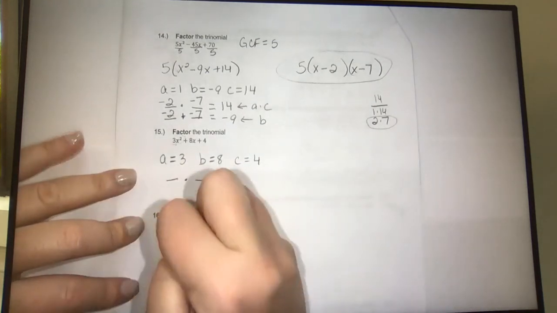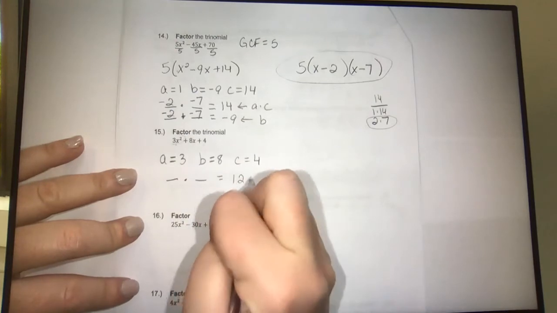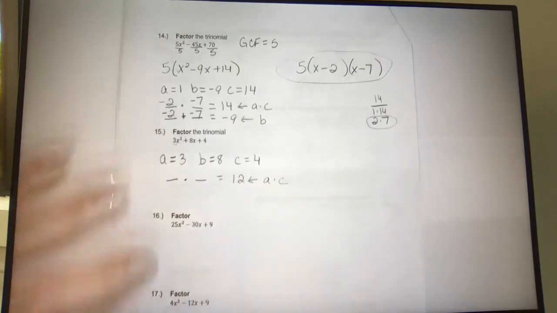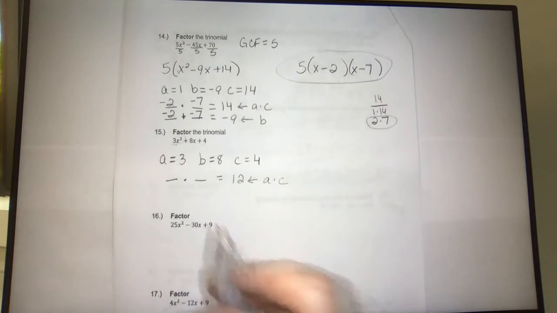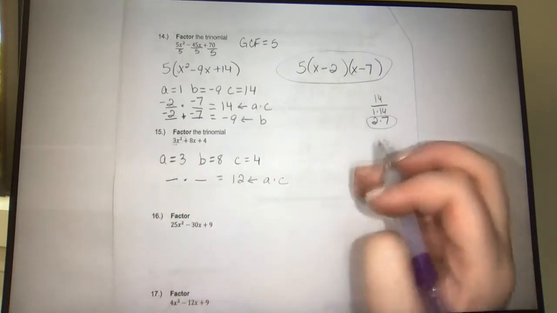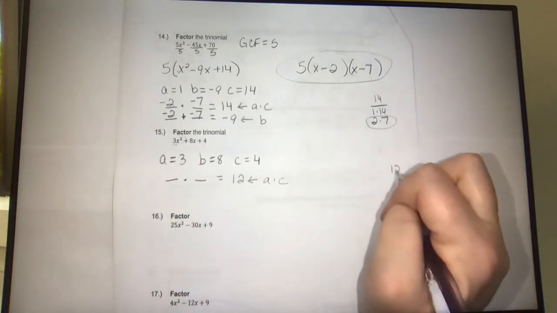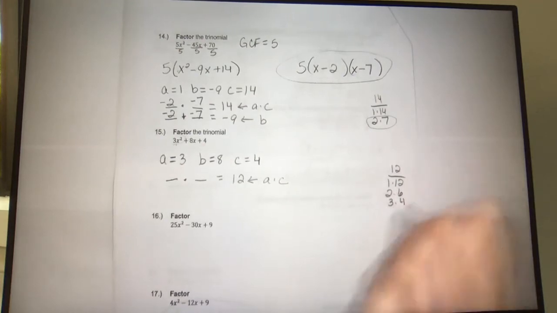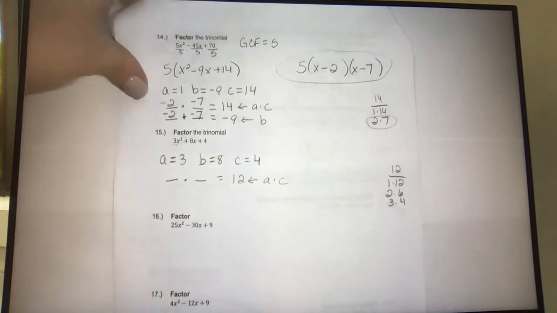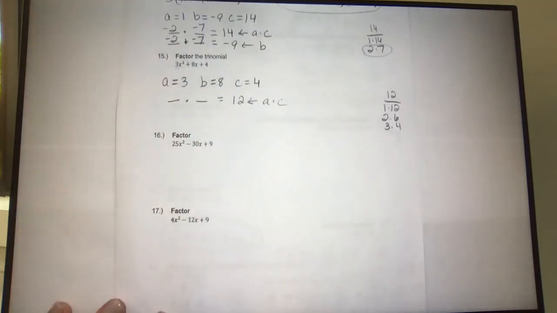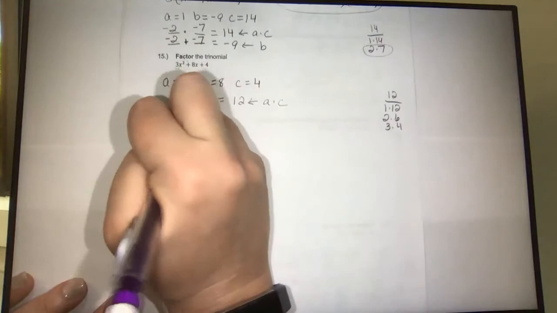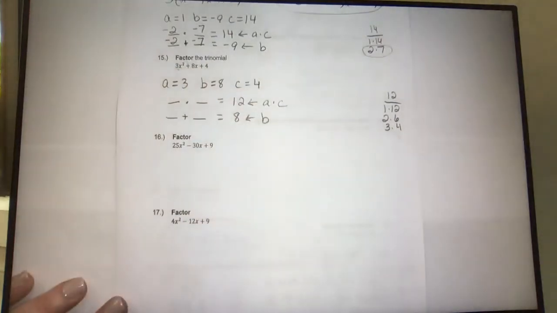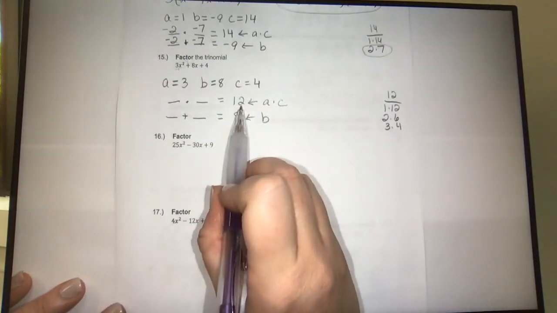All right, so we're going to find 2 numbers that multiply together to give us 12, because that's A times C. Well, goodness, 12 has quite a bit, actually. It has 1 and 12, 2 and 6, and 3 and 4. All right, we want the same two numbers to add together to give us 8. So here we go. We either want both positive or both negative.